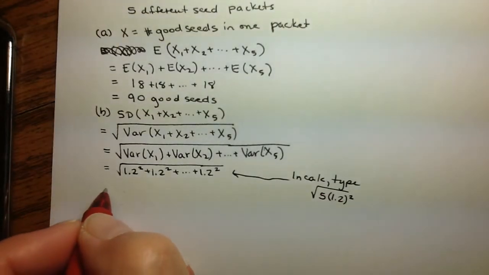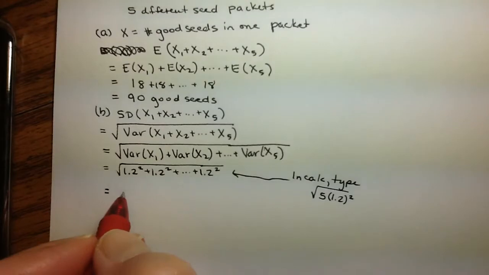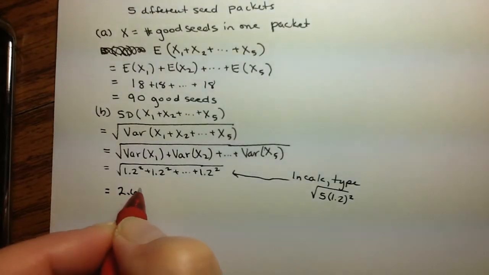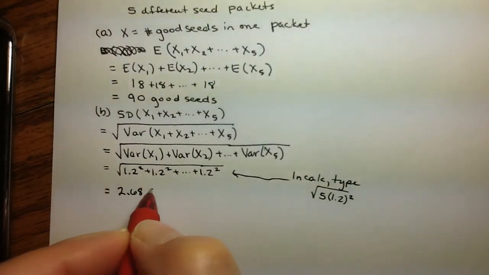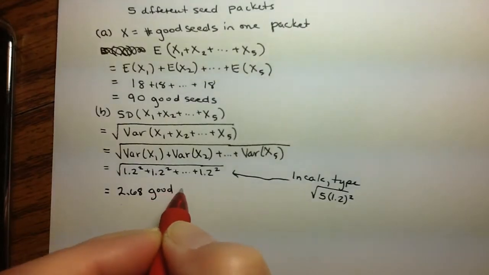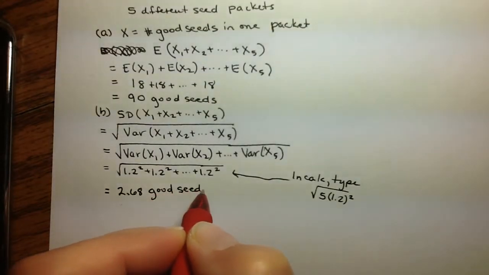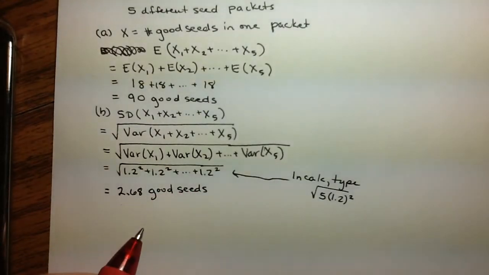So once we get that number crunched, we end up with 2.68 for our final result, and that is the standard deviation of the number of good seeds in one packet.